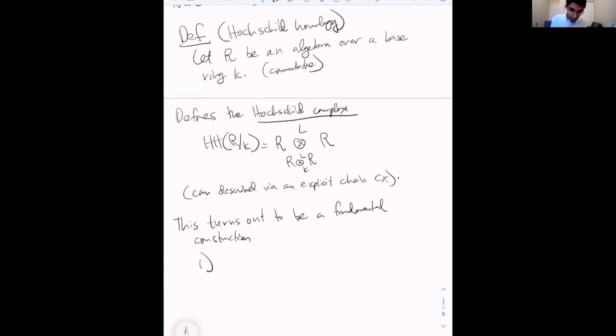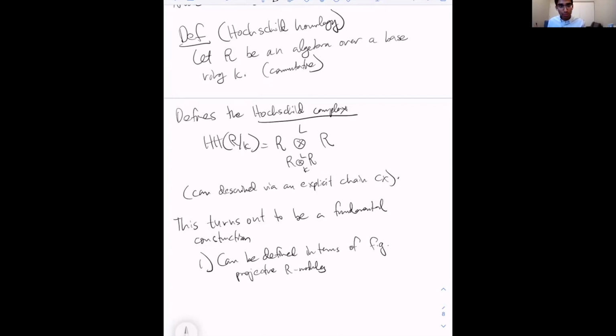And one reason is that, a priori, it's something that is defined in terms of the ring. But it turns out you don't actually need the ring to define Hochschild homology. You just need the category, again, of finitely generated projective R modules. So it can be defined in terms of the category of finitely generated projective modules.